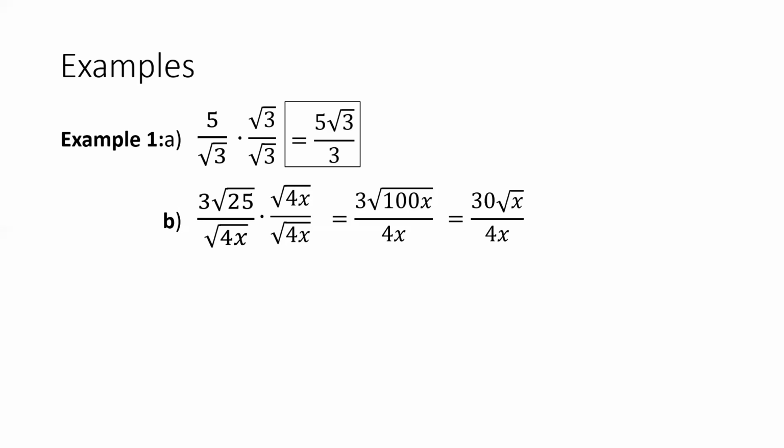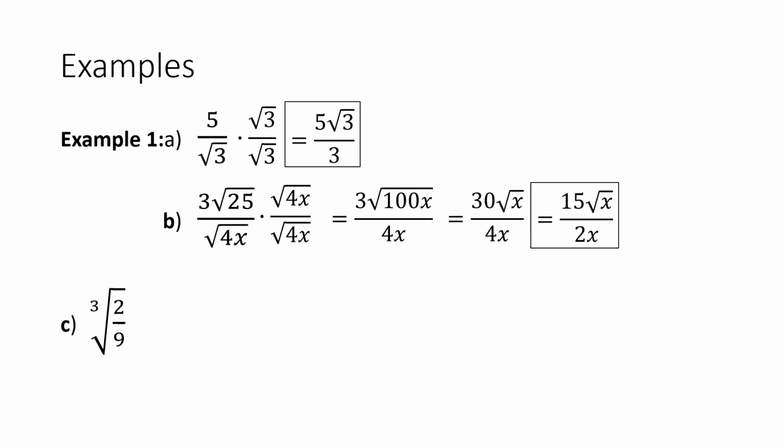And now always, always, always, if we can reduce, we should reduce our fraction. And 30 over 4 does reduce. Those are both even numbers. So 30 divided by 2 is 15, and 4 divided by 2 is 2. And now I'm left with 15 root x over 2x.